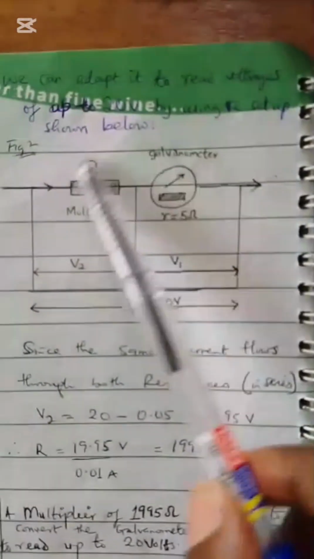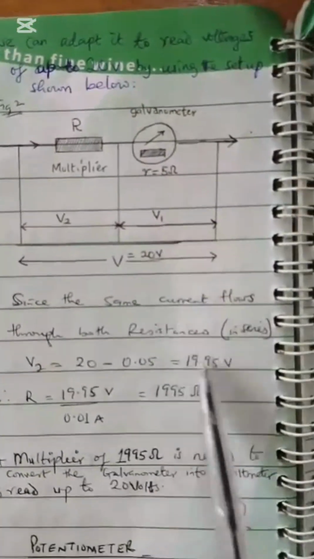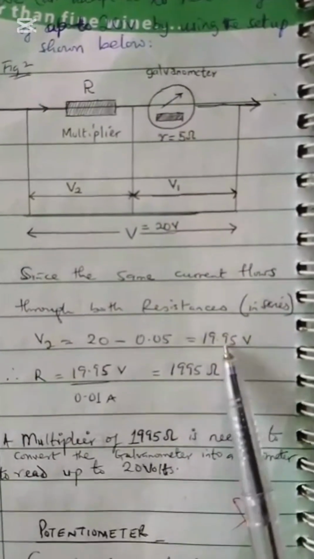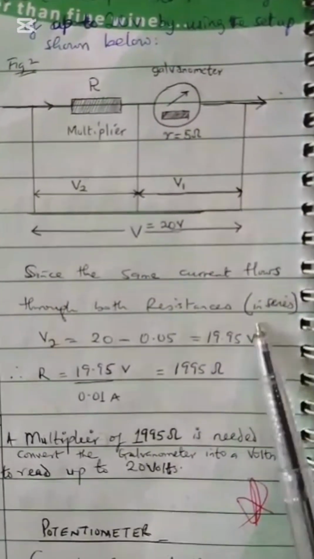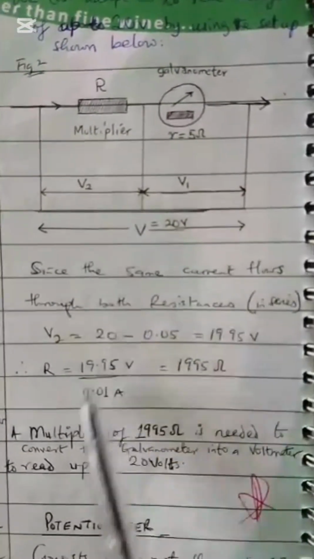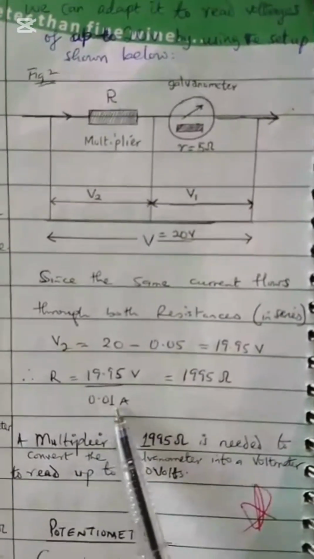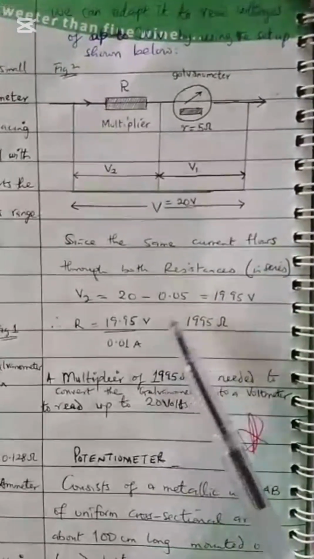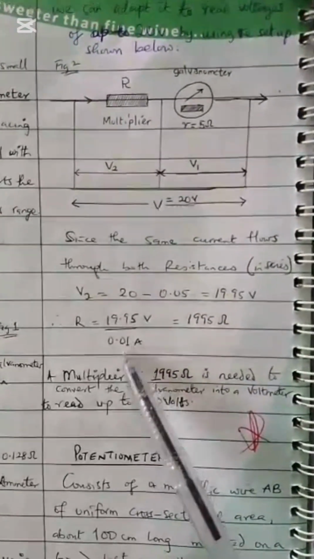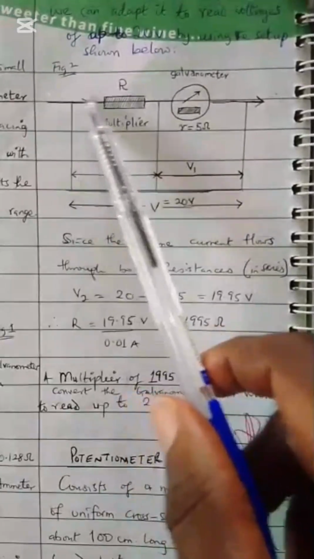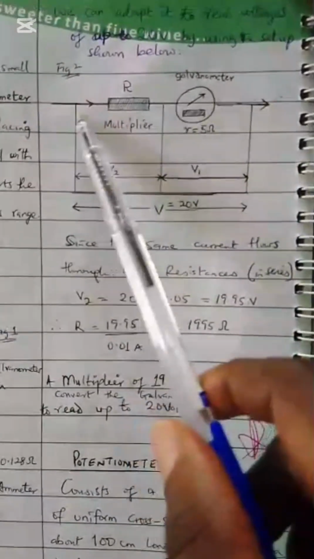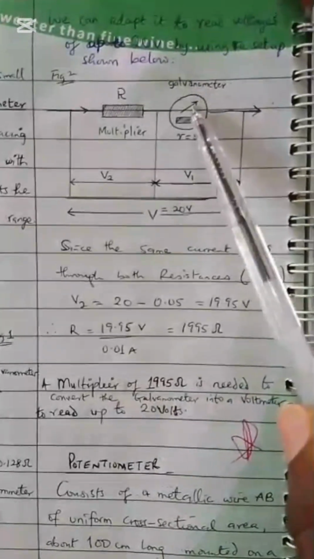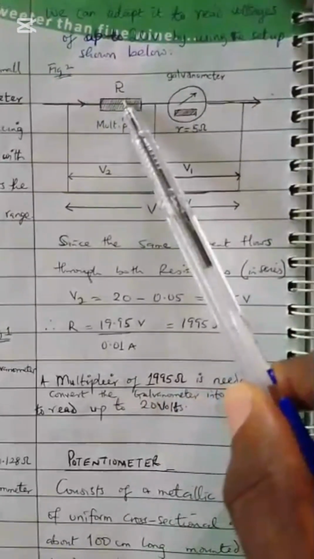So that means our multiplier can take the remaining out of 20 volts. Subtract that, and our multiplier can take 19.95 volts. This is V2. Divide it by 0.01 amperes. This 0.01 amperes is the common current. They are in series, so the same 0.01 amperes that flows through our galvanometer is what flows through our multiplier.